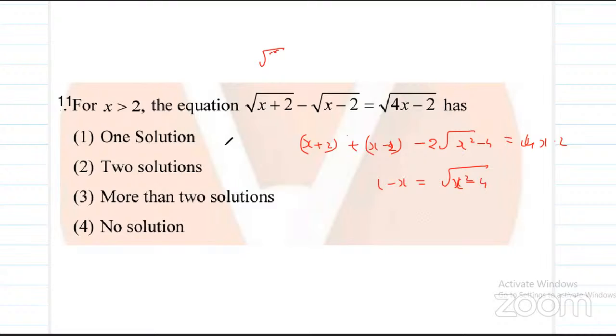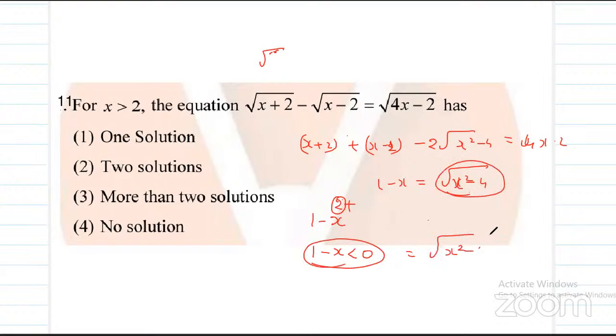And since x is actually greater than 2, you are substituting here. So what happens to 1 minus x? x is already greater than 2, so 2 plus a number. So definitely 1 minus x will be a negative number. And on the other side, we have the square root of x square minus 4, so this is always positive, and you do not get a negative number. So there is no value of x for which these two are equal. There is no value of x that actually satisfies these two conditions.